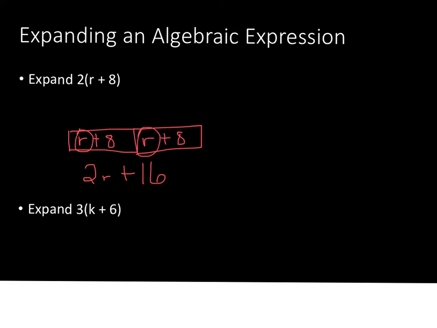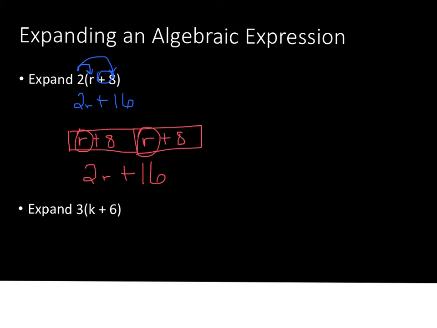What I like to do is draw these little arrows and say 2 times r is 2r, keep my same sign, so plus 2 times 8 is 16. And as you guys can see, I got the same exact answer of 2r + 16. So let's go ahead and try another one.